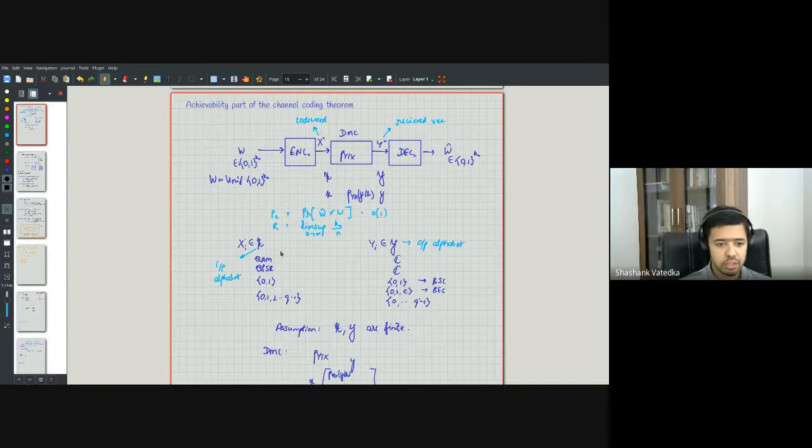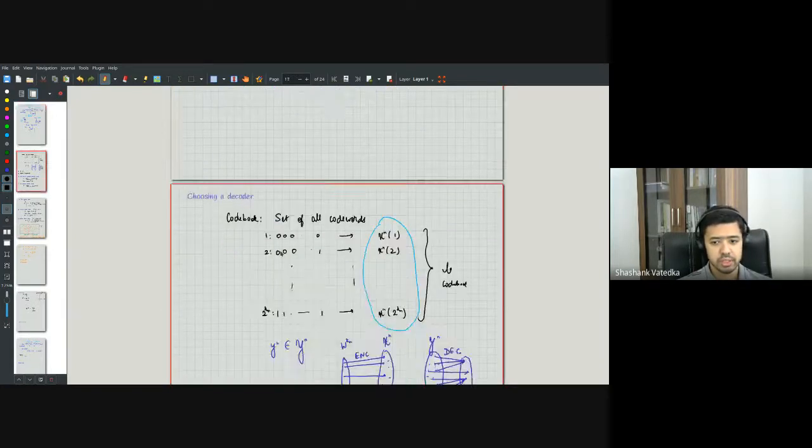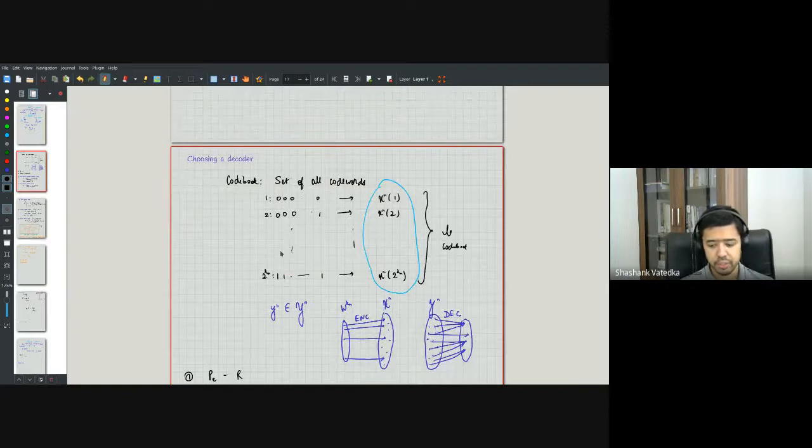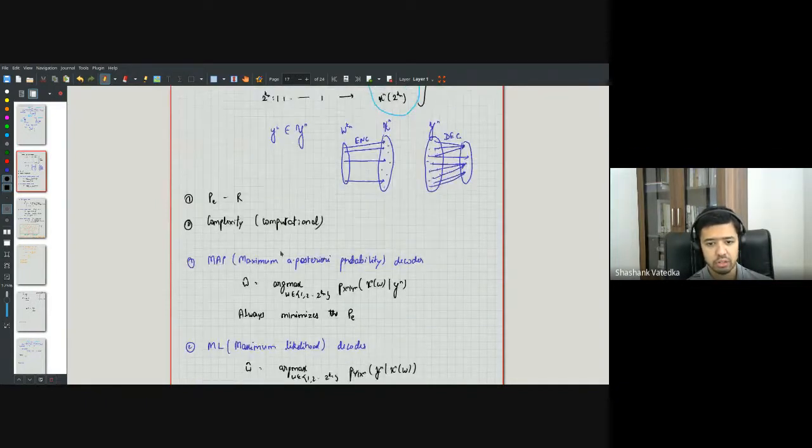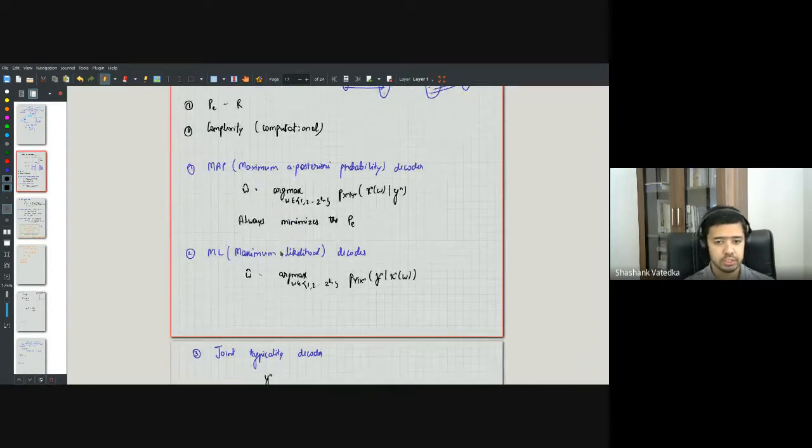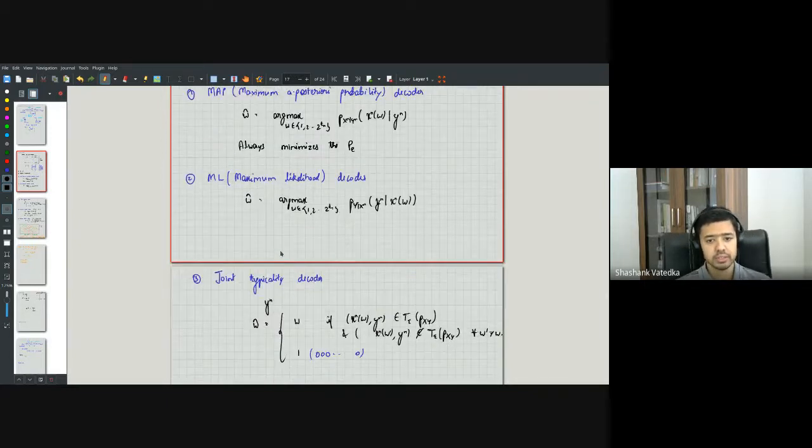channel code, and we saw that the most common decoders which are analyzed theoretically are the following: the MAP decoder, which is really the best if you want to minimize the probability of error for a given code; the maximum likelihood decoder, which is the same as MAP if the input is uniformly distributed. But both of these are generally hard to analyze, at least information theoretically. So we instead look at a slightly worse decoder, which is the joint typicality decoder.